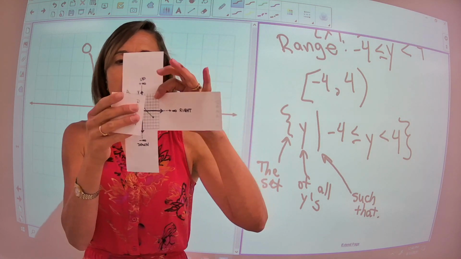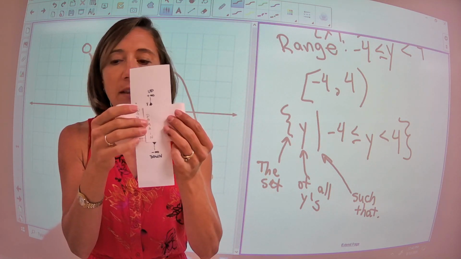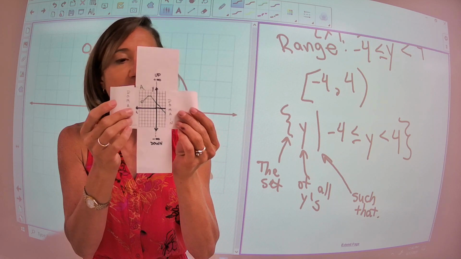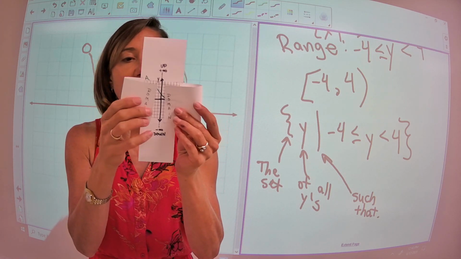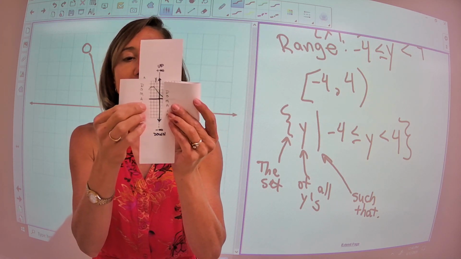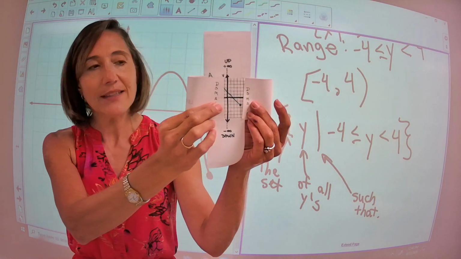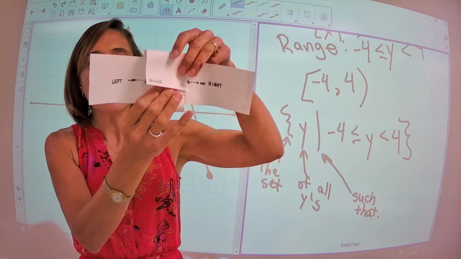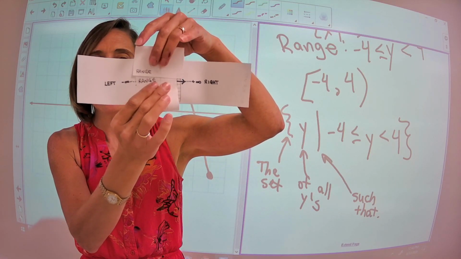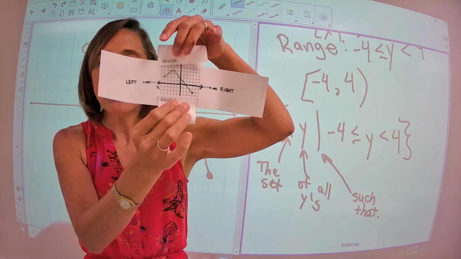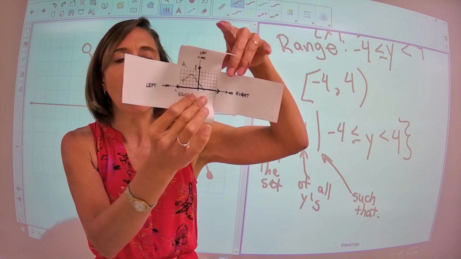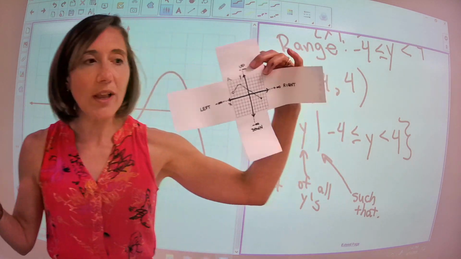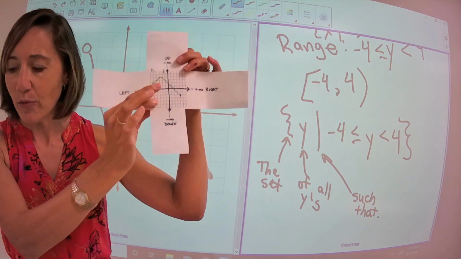But what this will do is help you find the domain. Domain is the left to right movement. So as you slide these arms left to right, you can see how far to the left or how far to the right our graph goes. And then range has to do with the up-down movement, because range has to do with your y's. So this will tell you how far up and how far down you go. So hopefully it'll help you visualize a little bit about how to find domain and range.